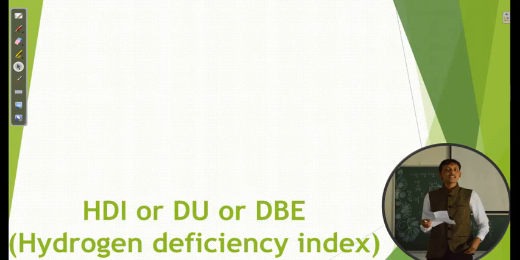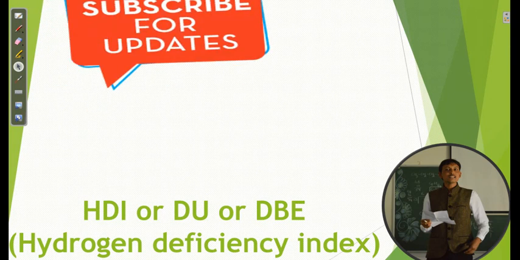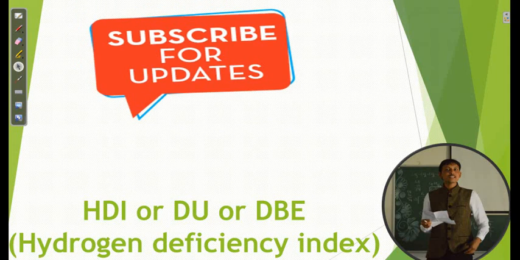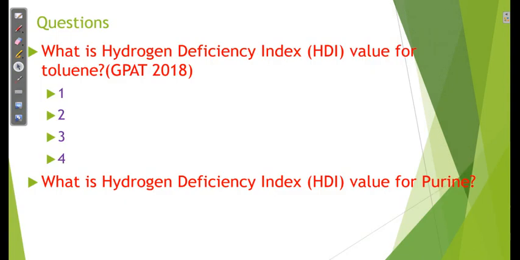Dear student and learner, today we will see HDI, DU, double bond equivalence. These are the same terminology which is used to determine what types of functional group are present and what the possible structure is, and this is known as a hydrogen deficiency index. So let us see where it is useful and what its importance is.